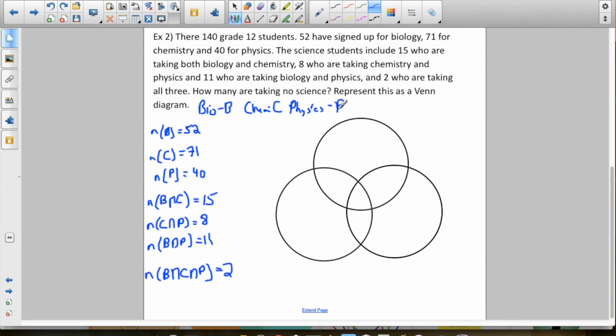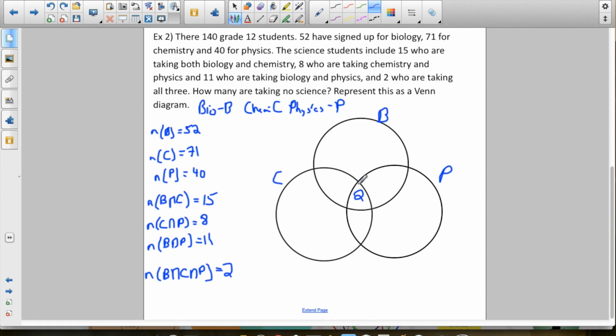So I'm going to put bio up here, chem over here, and physics. Again, we should start in the middle and make our way out. So the intersection of all 3 is this number. So the intersection where it's all overlapping is 2. Now, if I look at, what's this one? Bio and physics. So this is 11.